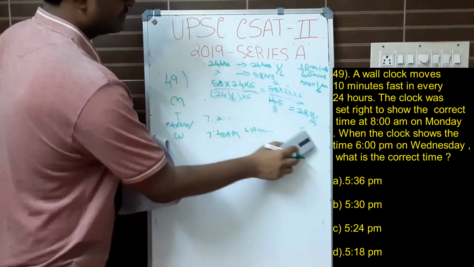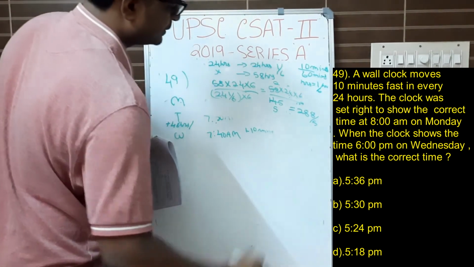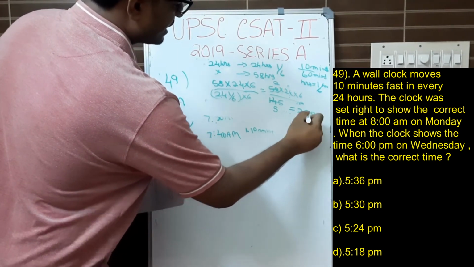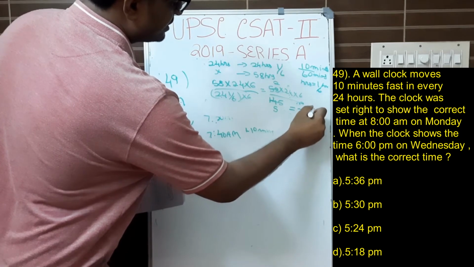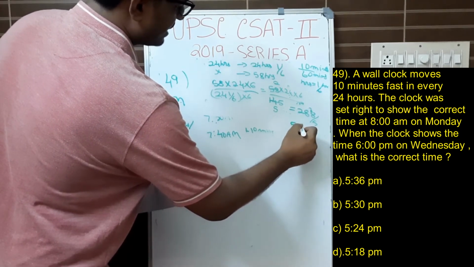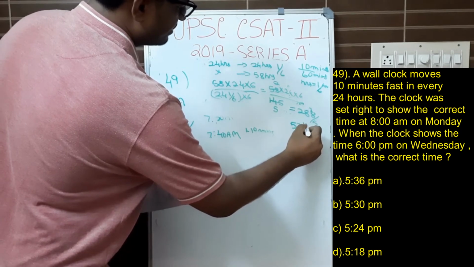288 by 5 will give you an answer of around 57, since 5 goes 5 times in 28, and so on. So I will write it here as 571 by 5.